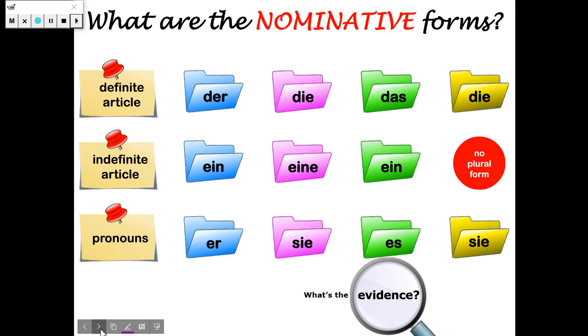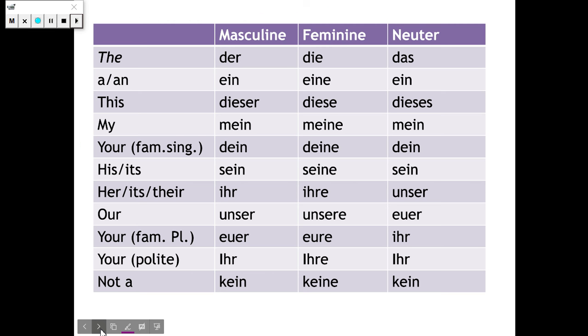So what's the evidence here? Well, we're going to look at some examples. So here is just a table of the different words that you will need when we're talking about the nominative case. So the word for the, der, die, das. I haven't got the plural in this table. The plural would be die. A or an, ein, eine, and so on down there, all the different words that you would need. Okay.